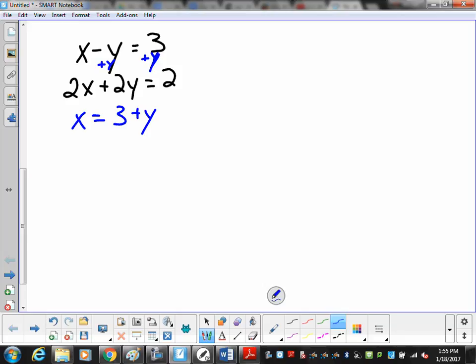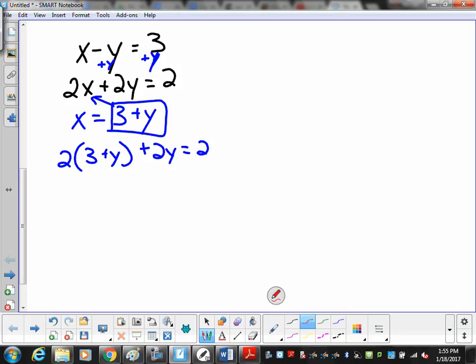So once I've gotten one variable, which is 3 plus y, I'm going to plug it in to replace that same variable in the other equation. So 2 times x, and x is 3 plus y, plus 2y equals 2. How to get 3 plus y? Up here, I solved for the x. To do that, I had to add the y here. So moved over here, 3 plus y.